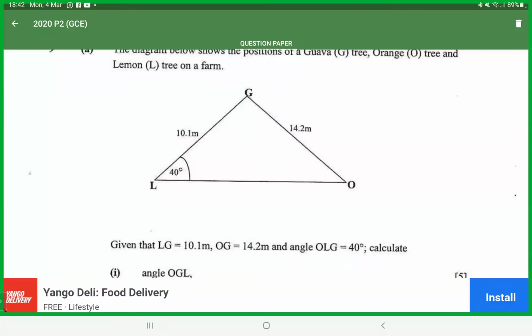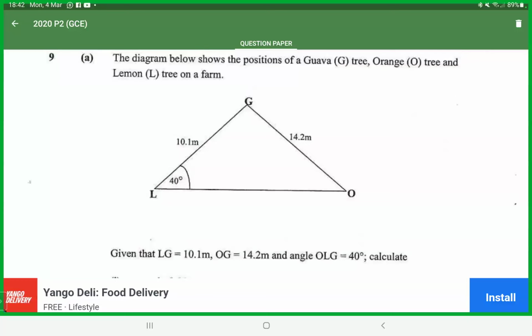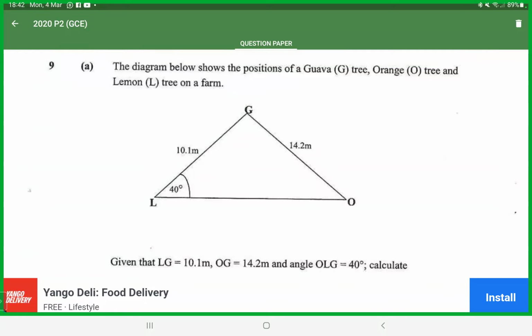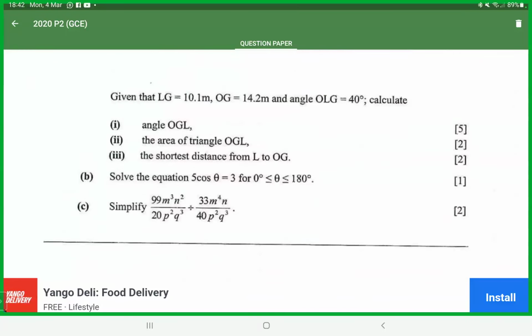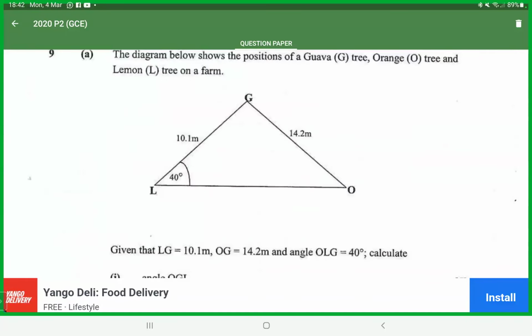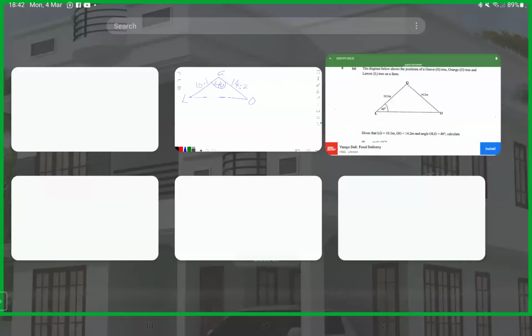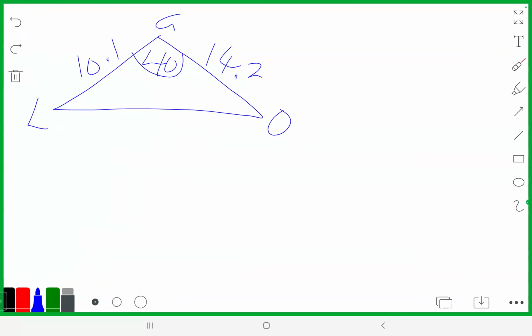Yes, so the question in consideration is one of the question papers from the year 2020. Yeah, that's for the 2020 exams. These are the General Certificate exams, or the GC exams. So let's pick a question, and this is the question that I want us to consider. The question is shown here on the screen.